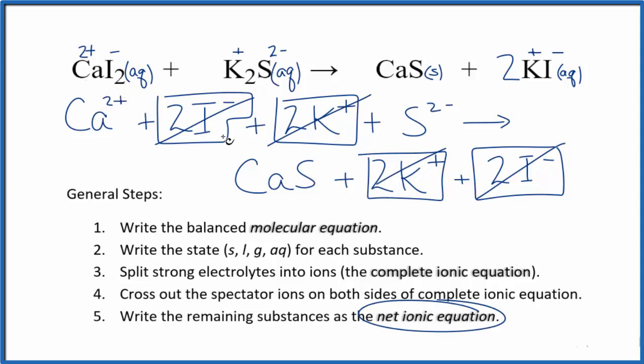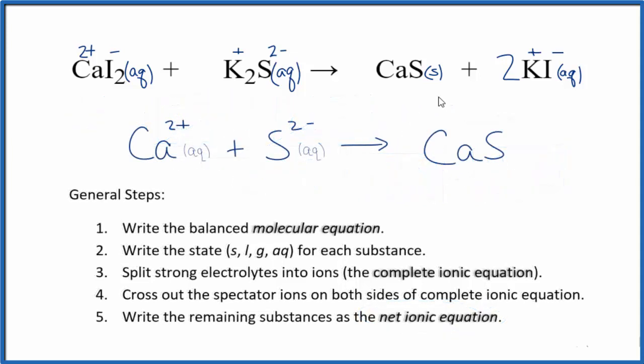Let me clean this up and write the states. We'll have our net ionic equation. So this is the balanced net ionic equation for calcium iodide plus potassium sulfide. If you look, you can see the charge is conserved. We have a 2 plus and a 2 minus. That adds up to 0. Net charge of 0 here. This is neutral. Net charge of 0. The atoms are balanced as well.